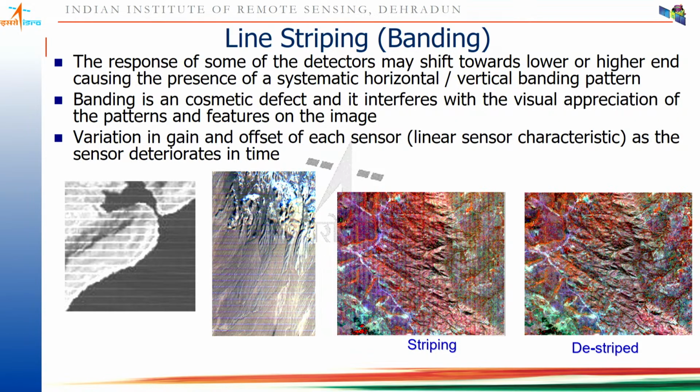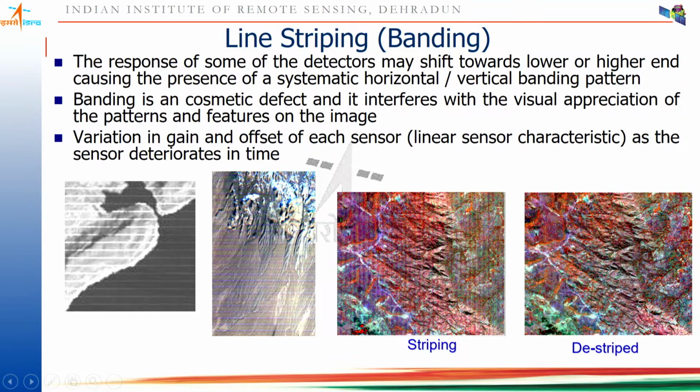In striping or banding, the detector does not fail to record, but its response shifts towards either the higher side or the lower side. That means it gives periodic high values, which appear as horizontal or vertical banding patterns. For example, in this image we are seeing periodic white lines. The response of the detector has gone towards the higher side and we are seeing complete white lines of 255, right? So it is also a cosmetic error and you cannot interpret the objects clearly.